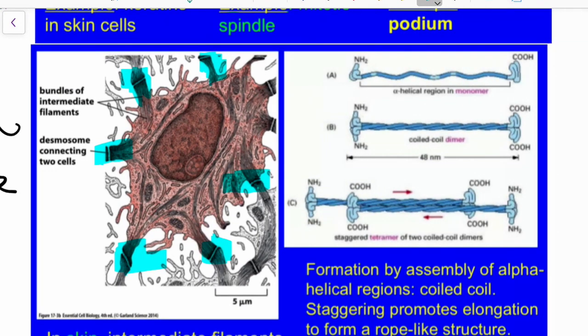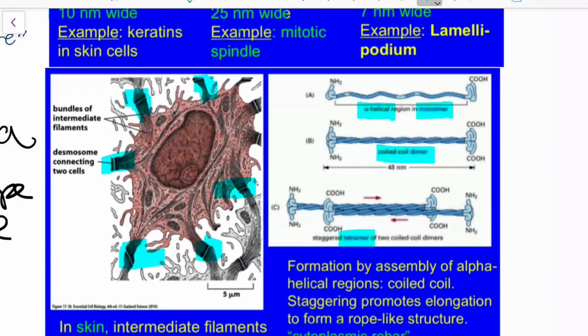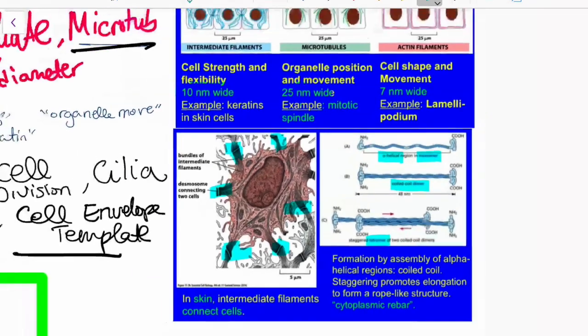And how does an intermediate filament form? It is basically an alpha monomer, and two alpha monomers can become a coiled dimer, and then you can have a tetramer, which is staggered, and we call that rope-like, and it gives it the cytoplasmic rebar. So it basically gives the cytoplasm its very strong, tough structure to hold the organelles.